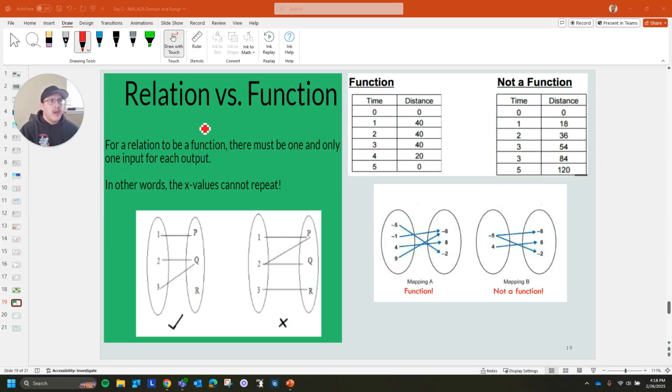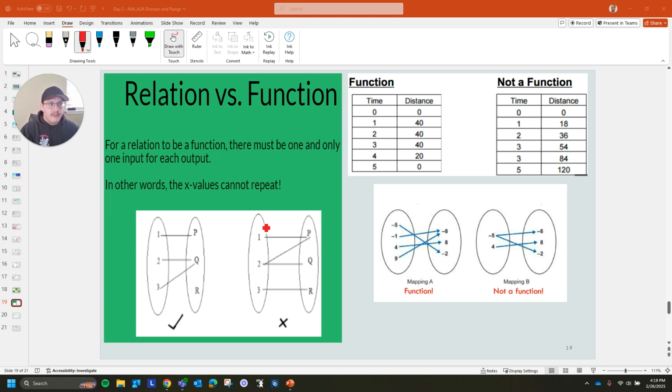Okay, let's very briefly talk about relation versus function. For a relation to be a function, there must be one and only one output for each input. In other words, the x values cannot repeat. On this example on the left with the check mark, we have 1 that maps over to p. We have 2 that maps over to q. 3 maps also to q. R doesn't get mapped to anything. Notice how 1, 2, and 3 each individually map to one thing on the right.